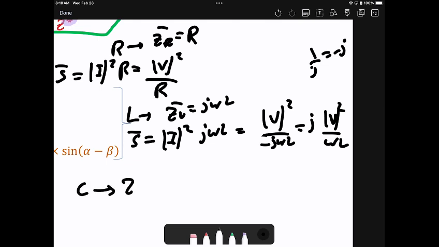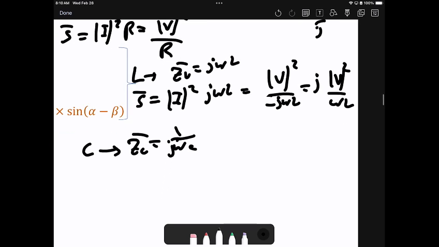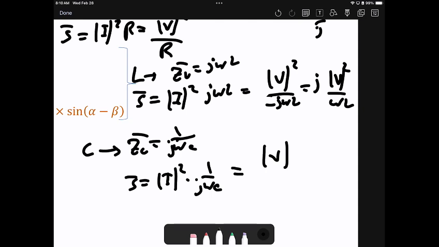Now for the capacitor, Z equals 1 over j omega C. Then what should I do? When I say S bar, it will be I squared times 1 over j omega C. Or when we calculate using the voltage formula, V squared over 1 over j omega C, then it will be j omega C times V squared.